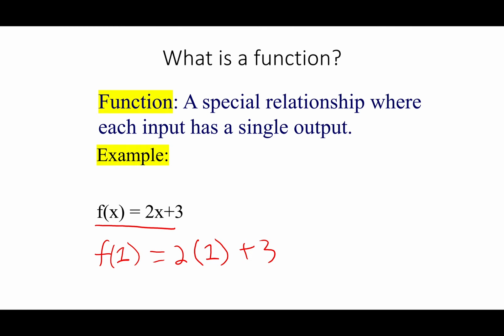Then we use our order of operations to evaluate this function at 1. First we look at the multiplication, so we have 2 times 1. That gives us 2. And then lastly, we add 3, and this gives us 5. So we can see here we have a relationship where an input has a single output, and this is just a quick example at x equals 1, to familiarize ourselves with this a little bit more.